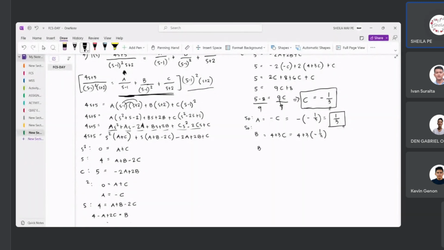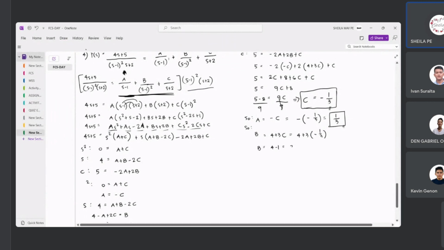Okay. So we have B equals 4 minus 1 equals 3. So we have B equal to 3. So we already have our 3 roots A, B, and C. So f of s, which is A, our A is positive 1/3 over s minus 1, plus our B is 3 over s minus 1 squared. And our C is negative, so that's negative 1/3 over s plus 2.